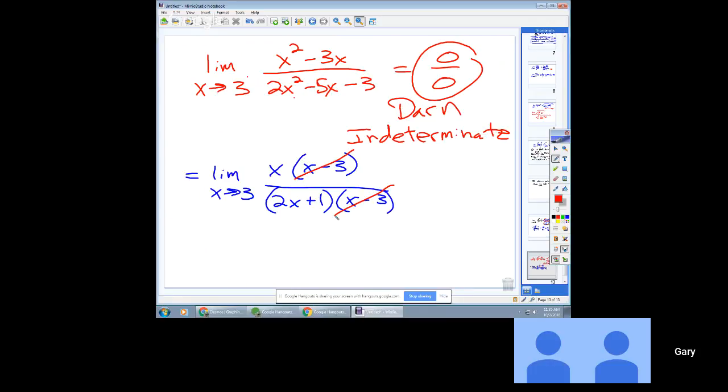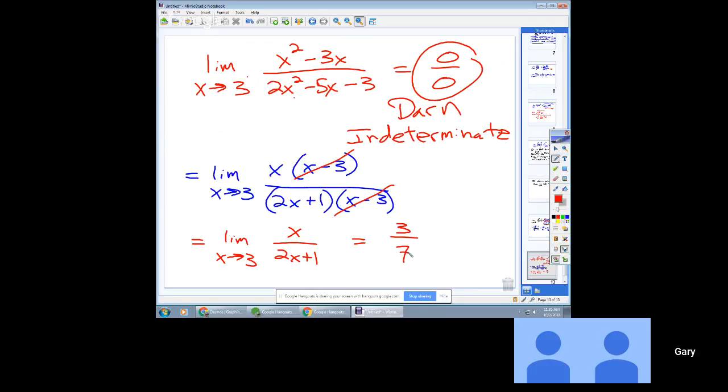So this must be the same as the limit as x goes to 3, as long as I don't touch 3, of x over 2x plus 1. Now I have a polynomial in the numerator, polynomial in the denominator. I'm going to try the quotient rule again. The numerator is going to 3. The denominator is going to 7. So I think 3/7 might be the answer.